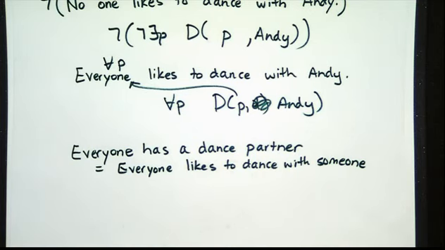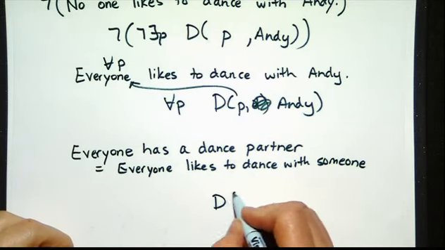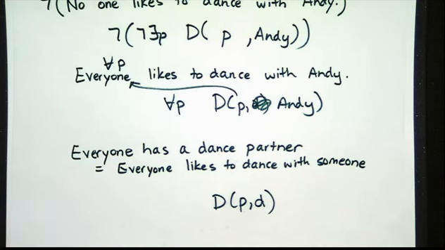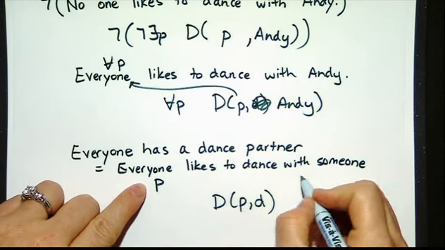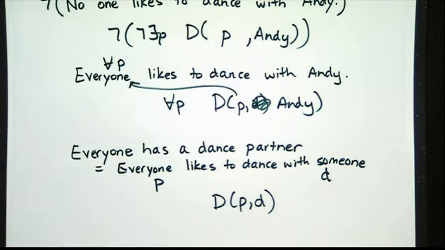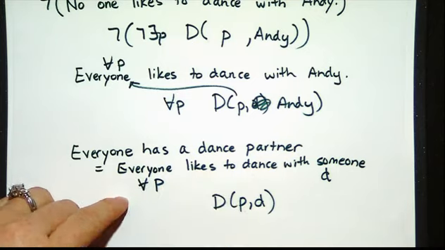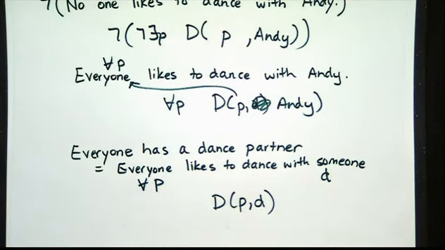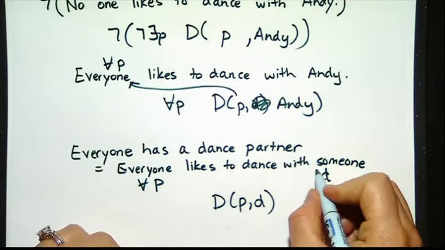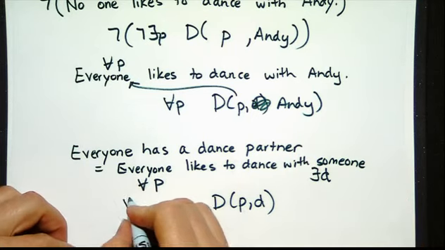All right, now we're going to do everyone likes to dance with someone. So we're going to do DPD. We need variables for both of them, so that's why we write the predicate first to figure out which variable is going to be which. So the person doing the liking is going to be the P, and the person being liked is going to be the D. So this is the order that we do them. If you do them like this, you'll get them right almost every time. Okay, now this is obviously a for all, and this is which quantifier? There exists, and we put them in that order.